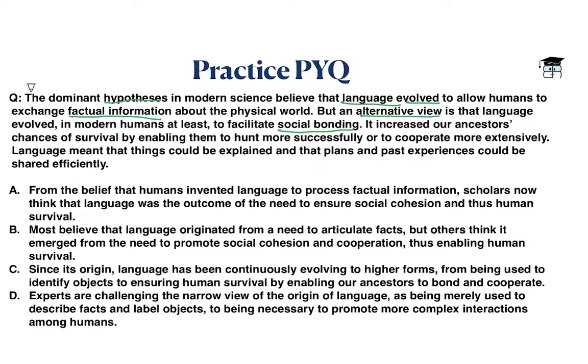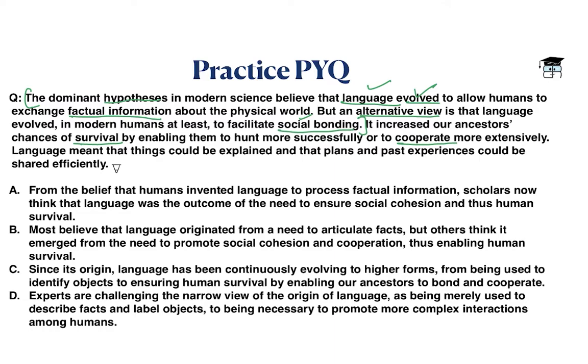Now, from this line to this line, the author is talking about a keyword which is language that evolved to allow humans to exchange factual information, to exchange facts, right? But there is another view about this hypothesis that states that language evolved to facilitate social bonding so that people can interact with each other. Okay, now moving on, it increased our ancestors' chances of survival, another keyword, by enabling them to hunt more successfully or to cooperate more extensively. Language meant that things could be explained and that plans and past experiences could be shared efficiently.